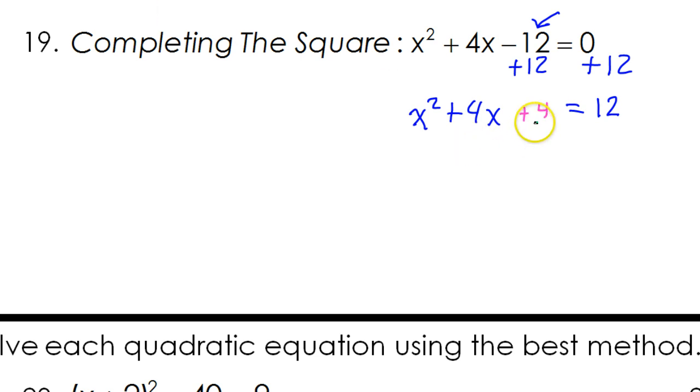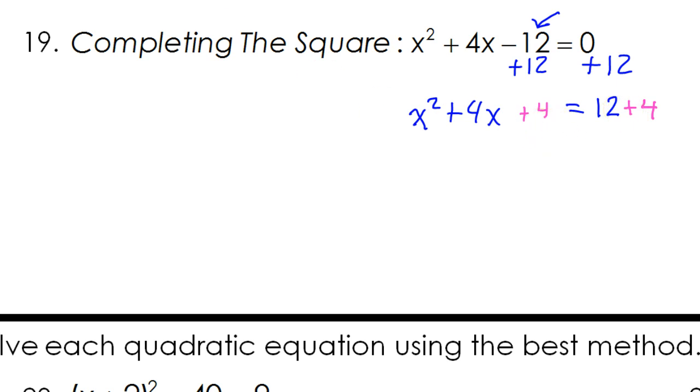Now, common mistake is to forget to balance it out by putting the same thing on the other side of the equation. You can't just take something that was equal. The blue part, x squared plus 4x equals 12, they were equal. If you put plus 4 on the left side, they weren't equal anymore. The left side was 4 too many. So you had to add 4 to the right side to keep the equation balanced.